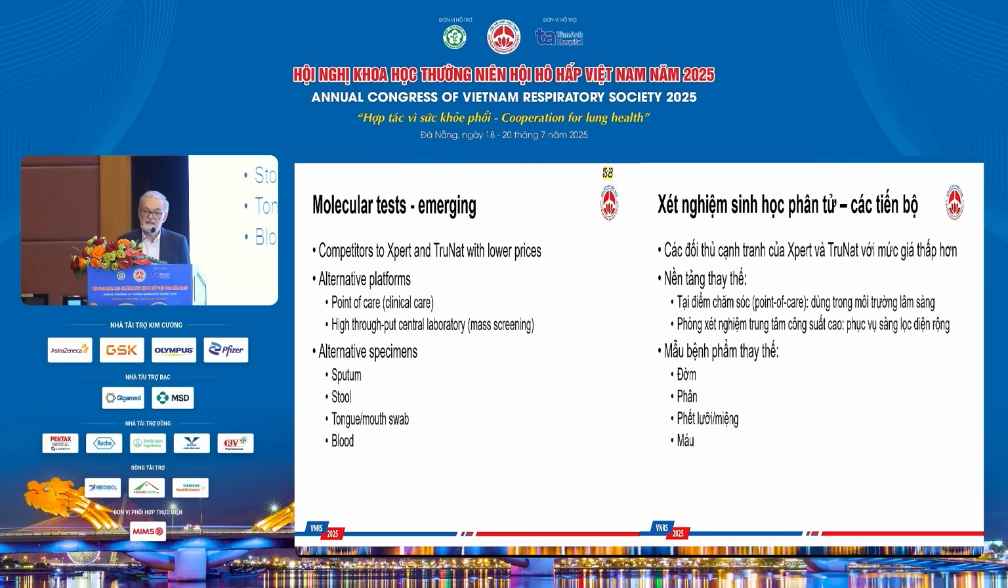And the one I want to particularly focus on is this tongue or mouth swab. Some people can't produce sputum, but they still have mycobacterial DNA in their mouth. And if they don't produce sputum, you can collect and test secretions in the mouth using the same platform. So this is a future way in which we'll be able to diagnose TB in people who can't produce sputum.